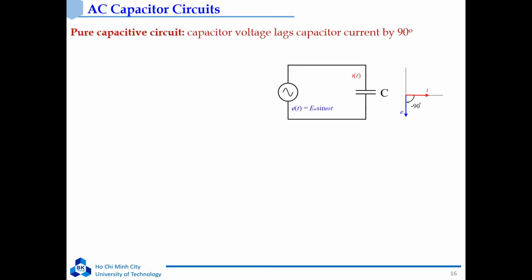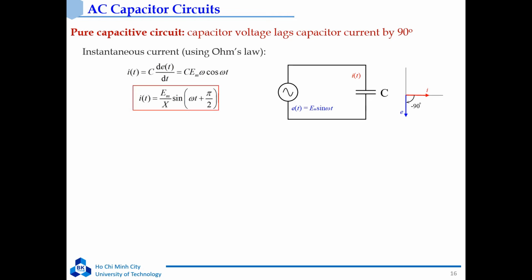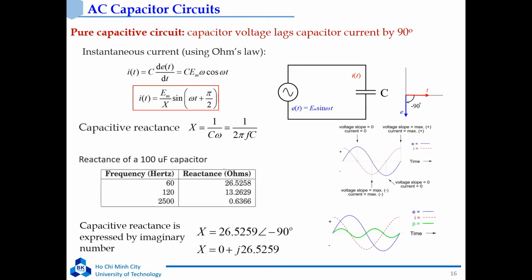Now let's see the AC capacitor circuit. This circuit includes a voltage source and a capacitor, and the current through the capacitor can be calculated with this equation, where X is the capacitive reactance. X equals 1 divided by C omega, or 1 divided by 2 pi f C. You can see the reactance of a 100 microfarad capacitor in this table. For an AC capacitor circuit, the voltage lags the current by 90 degrees in phase.